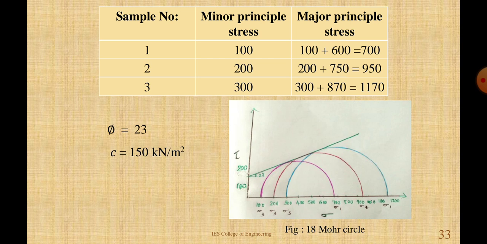Now place the compass needle at the center and take the radius from this point to the minor principal stress and draw a semicircle. Then draw a tangent line to these three circles. The slope will give the phi value and the intercept height will give the c value.